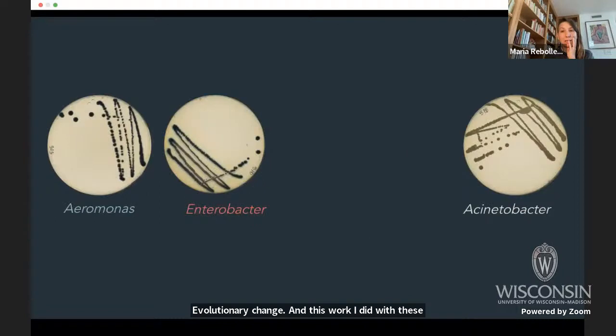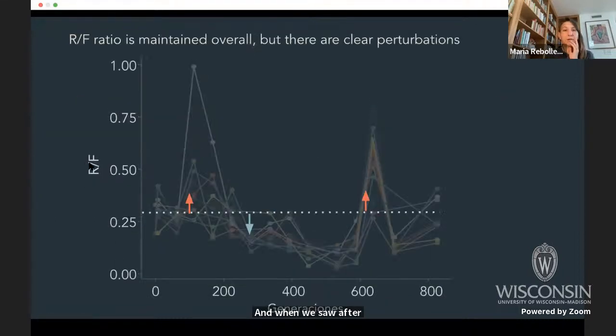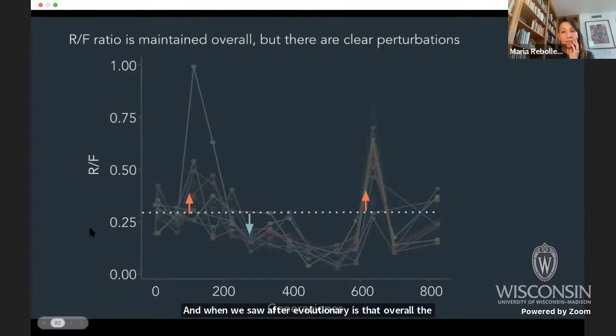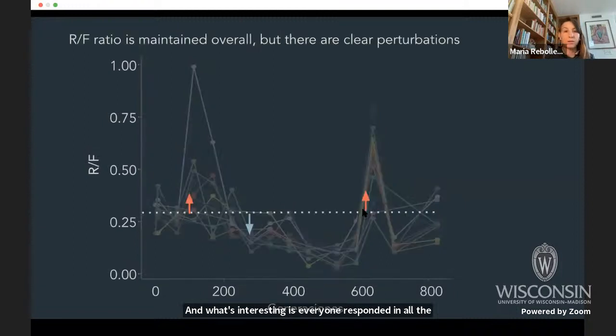And what we saw after evolution is that overall, the ratio of respirators to fermenters is maintained over evolutionary time. There are clear perturbations. The second one was a snow day that we couldn't go to the lab, and so actually the transfer took 1 day extra. And what's interesting is all the communities responded in the same way to the same perturbation, which is cool in its own way.